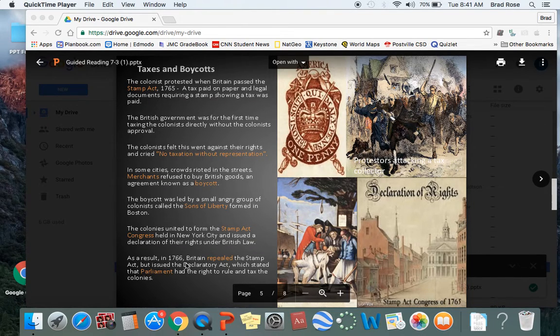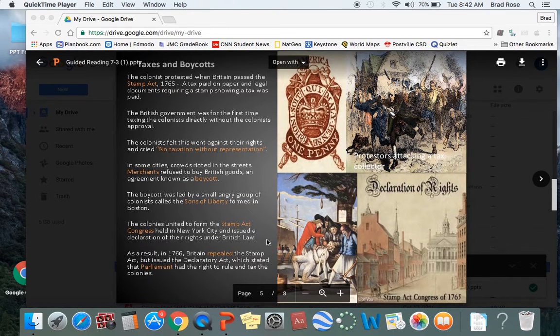As a result, in 1766, Britain repealed the Stamp Act, but it wasn't mainly because of their Declaration of Rights at the Stamp Act Congress. It was more because of the boycott that was agreed to by the colonial merchants to not buy British goods. But also, after they repealed the Stamp Act, they also issued the Declaratory Act, which stated that Parliament had the right to rule and tax the colonies without their approval.